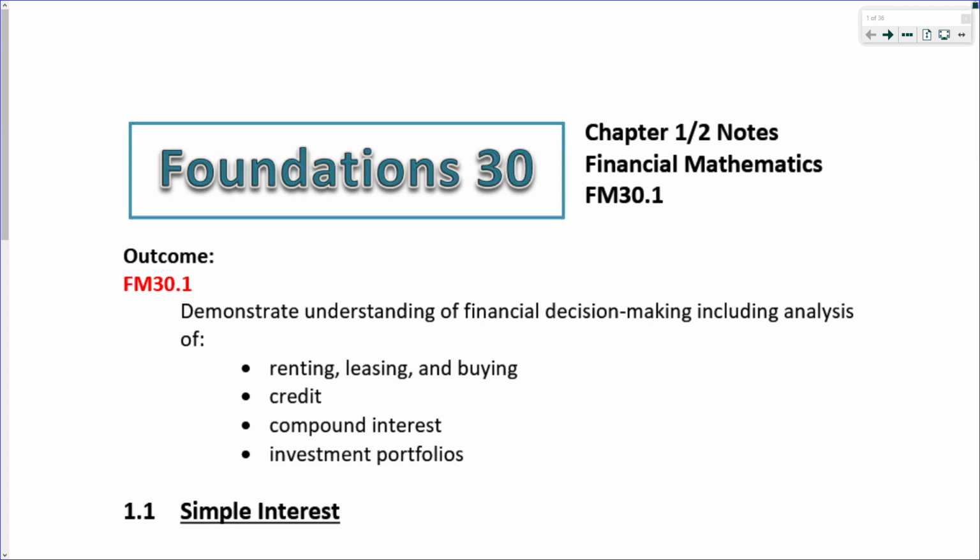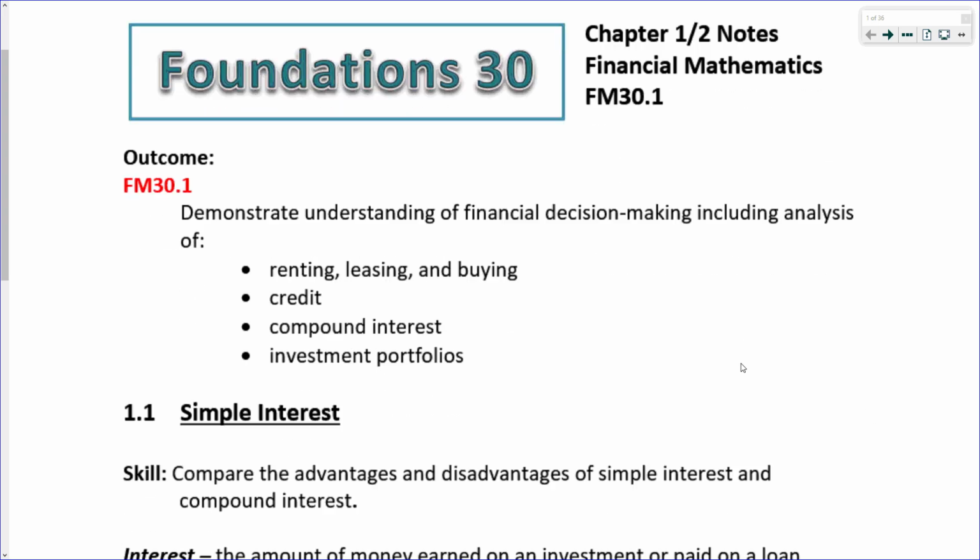For this section, we are going to be looking at financial mathematics, and we're looking at FM 30.1, which is coming out of Chapter 1 and Chapter 2 of your textbook. For the outcome FM 30.1, you need to demonstrate understanding of financial decision making, including analysis of renting, leasing, and buying, credit, compound interest, and investment portfolios.